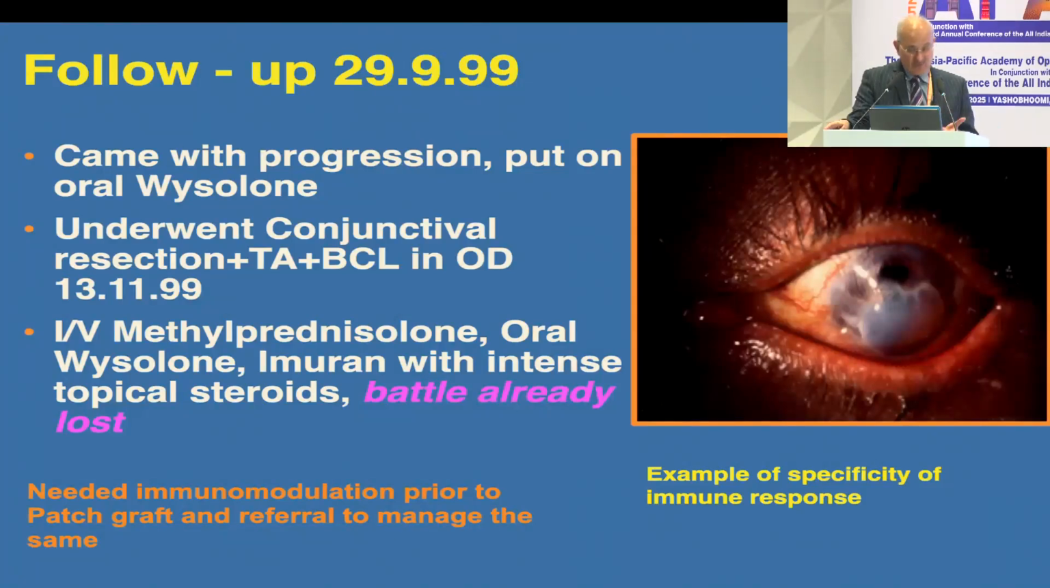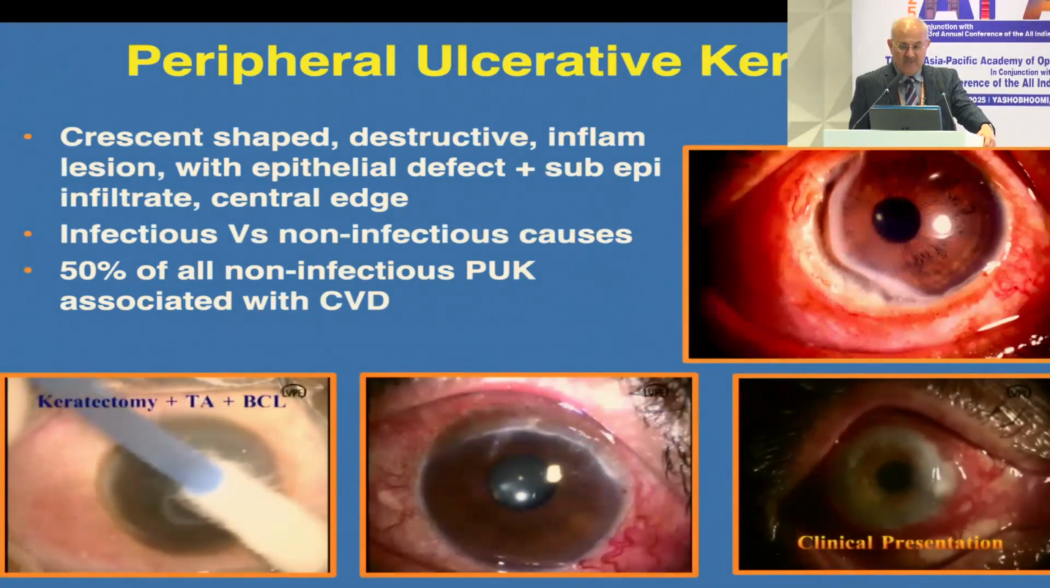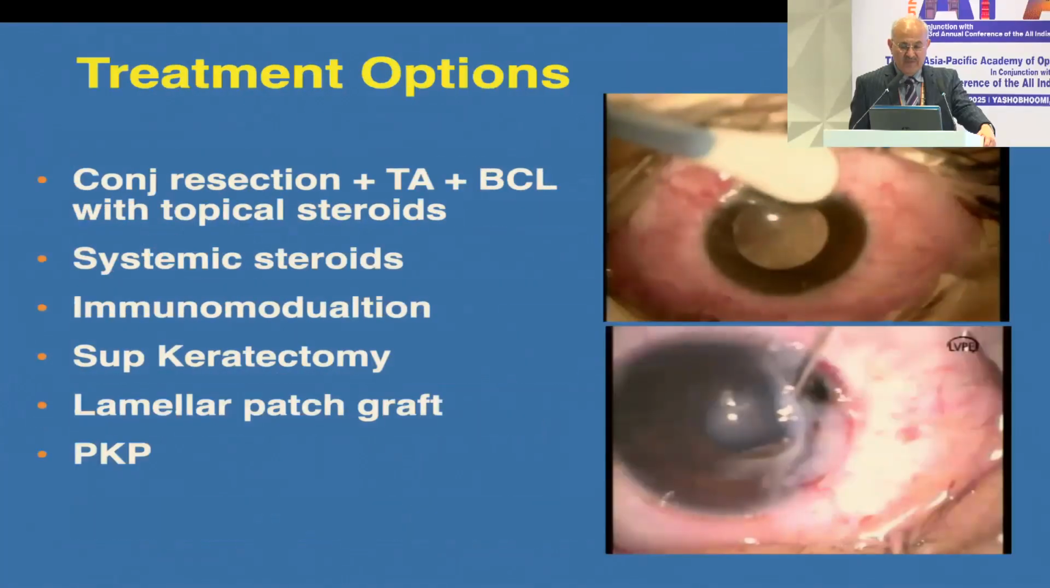The patch graft is gone, and it is clearly the immune process has eaten away the graft completely. Now at this stage, giving him IV methylprednisolone and all that is not very beneficial, because most of the cornea is destroyed anyway. I'll skip this part because we have seen enough of it.